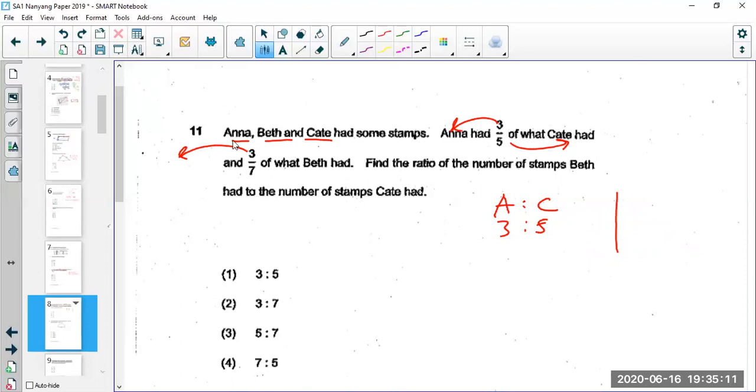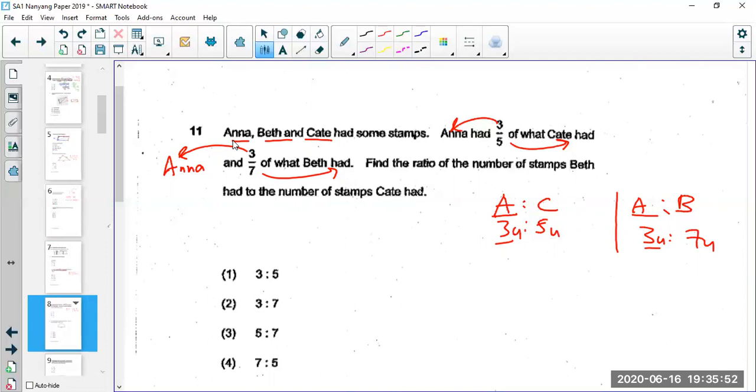This is language already, right? Anna had 3/5 of what Katie had, and Anna again had 3/7 of what Beth had. So you have another ratio. Anna is to Beth. Anna is 3/7, right? Okay. And then can you see the same person? Same person, same number, right? So if the numbers are the same, you can call them units, right? You can put them together as one family. So you can put them together and you can call them all units already, right? Because same person must have equal number, right?